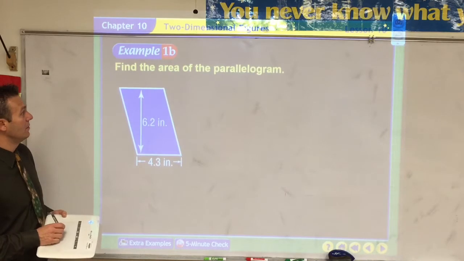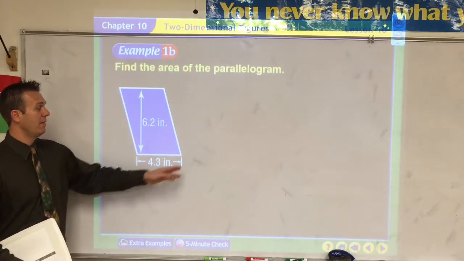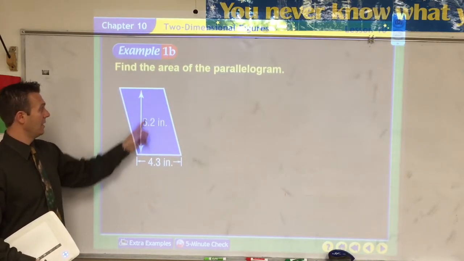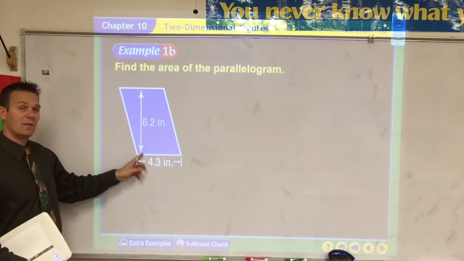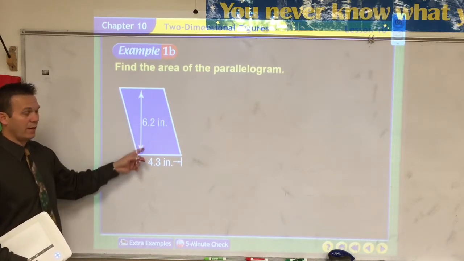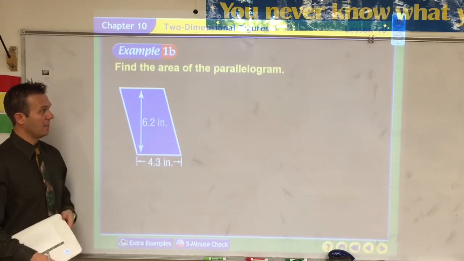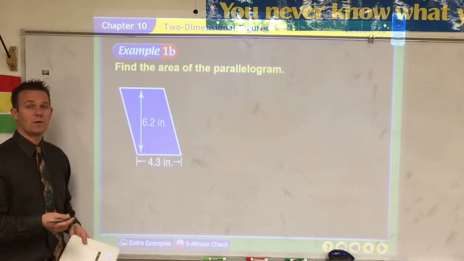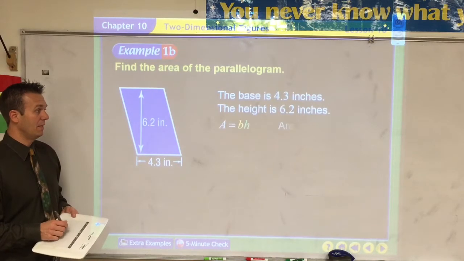Then we move on to the next one. And now instead of having the height on the outside, it's actually in the middle here. And often they'll have a little 90-degree angle with it, and if they don't, that's fine. If they just show arrows, you know that's the height, you know that's the base. The difference here is we're working with decimals, but it's the same kind of idea.